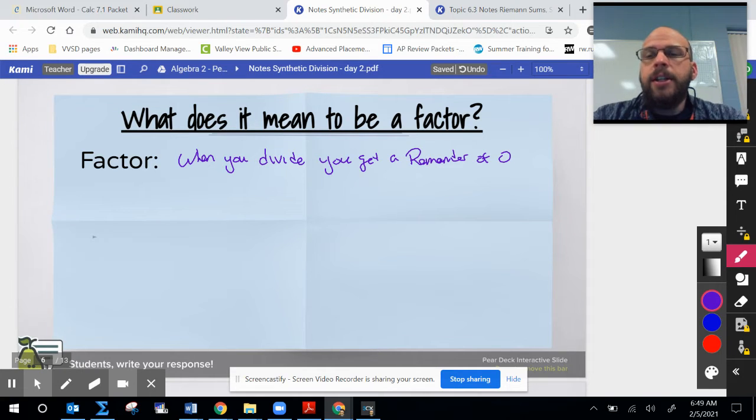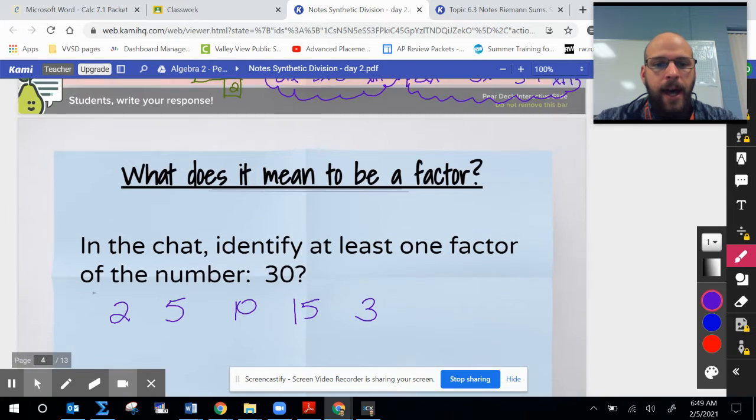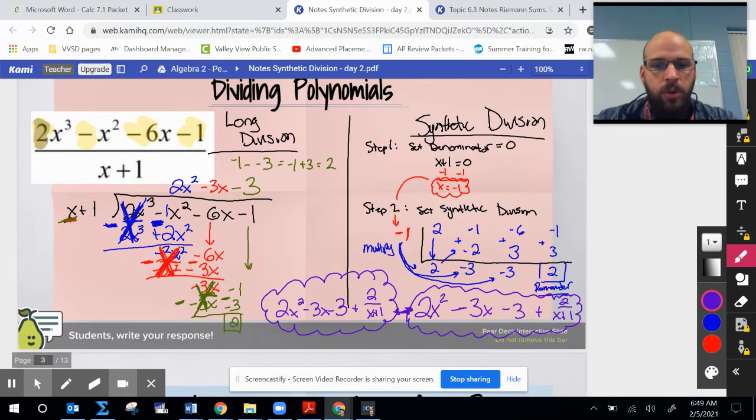If I were to take 30 and divide it by 7, well, that's not going to come out so nice. That's going to give me a remainder. When you divide that out, you're going to get a remainder or a decimal at the end, and that ultimately tells me 7 would not be a factor of 30. Okay, so you have to have a remainder of 0. Now, we're going to apply that to these problems that we're doing.